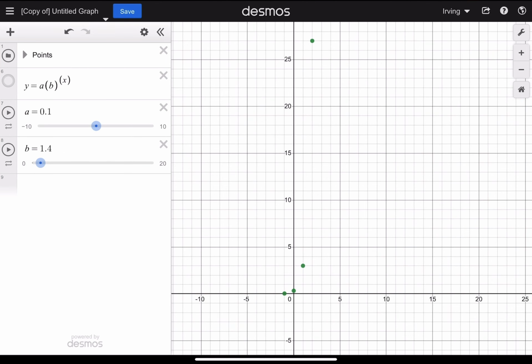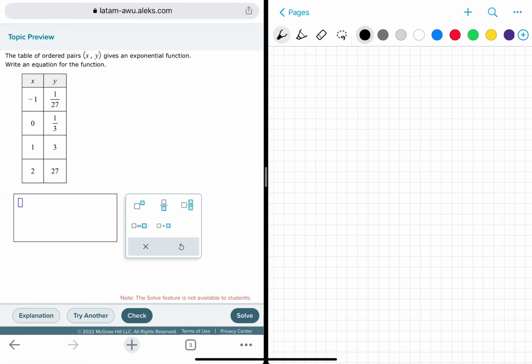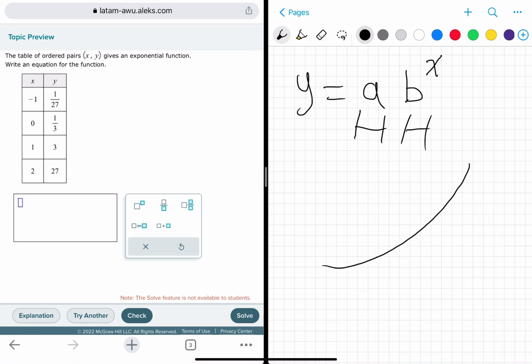Because it is an exponential function, I know that it's going to be y equals a, a constant that I don't know at the moment, times b, another number that I don't know either, to the x. To the x because it's an exponential function. So the problem is that I don't know the value of a and I don't know the value of b. What I have to do is find the right combination of a and b that makes this function fit this set of points.